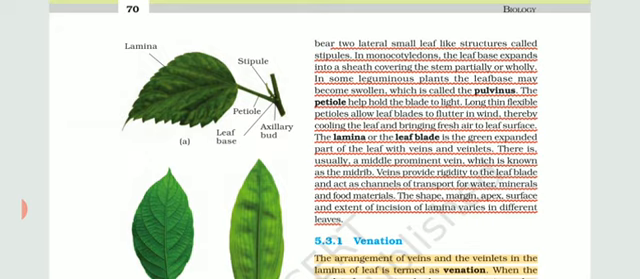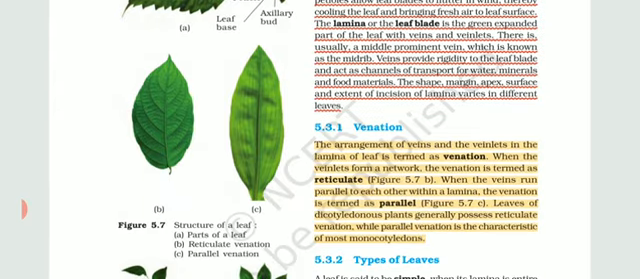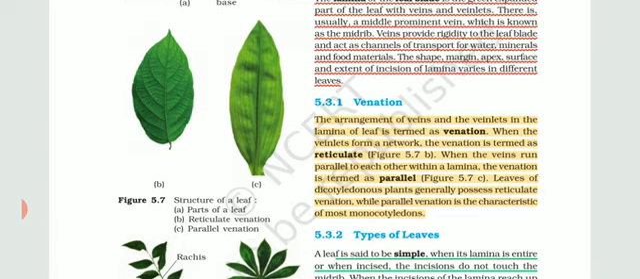Then coming to the shape, margin, apex and surface, all of these vary from one plant to another. We cannot say that all leaves are of the same size, shape and margins. They have different varieties according to the type of plant they are found in.